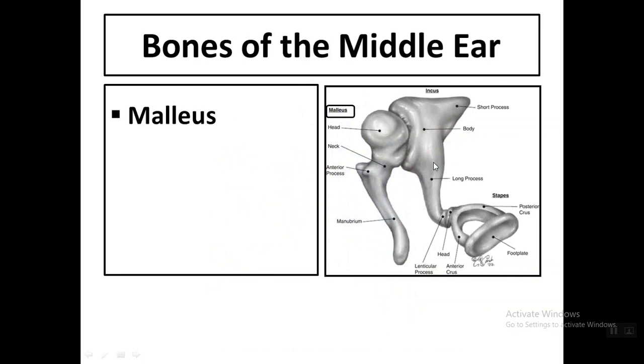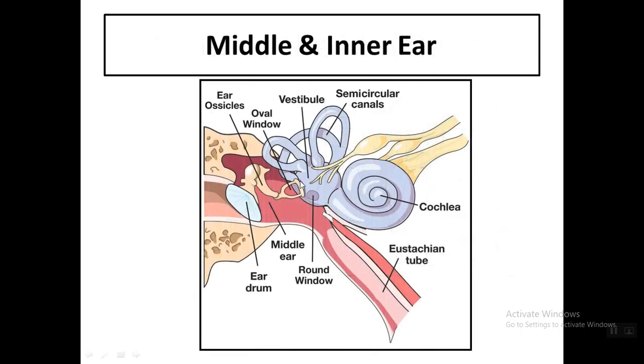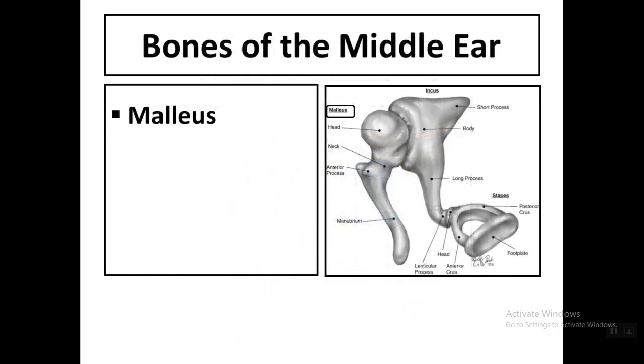Next, the incus has a short process and a long process. The long process articulates with the stapes, and the stapes has a head, an anterior and posterior crus, and a foot plate. The foot plate fits into the oval window of the inner ear. So these are the bones of the middle ear, the ossicles: malleus, incus, and stapes.